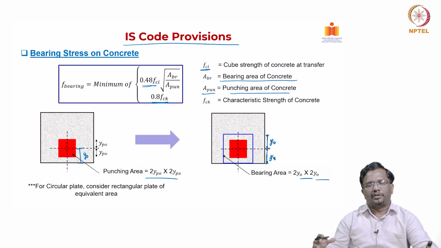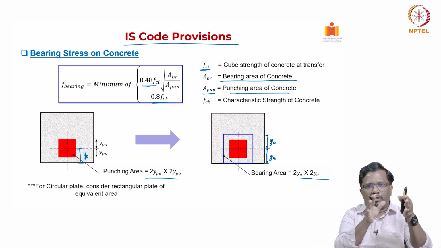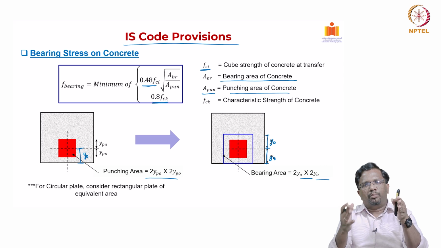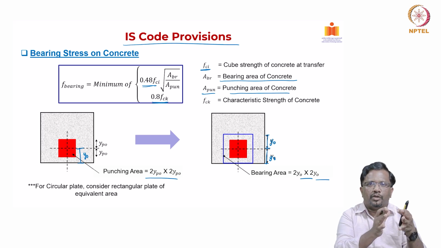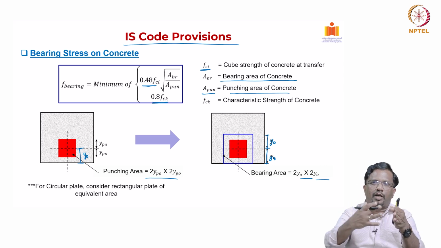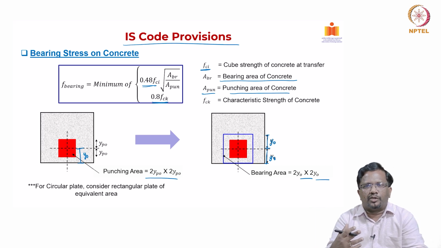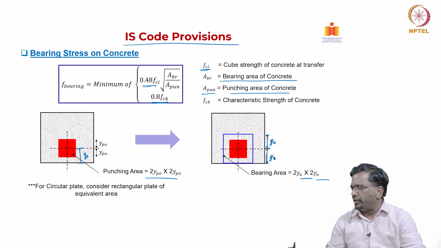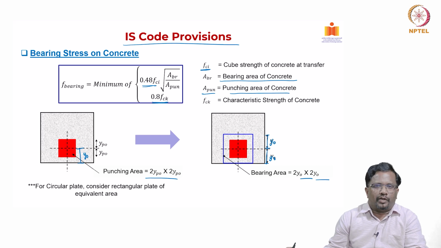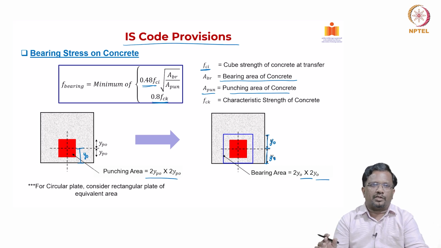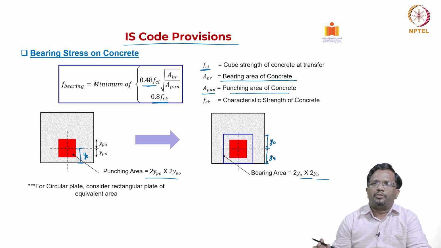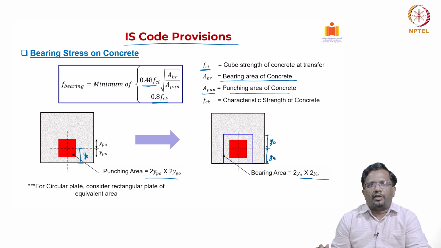The reason is we imagine that the concrete behind the bearing plate is going to develop like a frustum, and a larger area will help me in resisting this applied huge compression. That is why this bearing area is taken at a higher value. There is going to be a dispersion of the stresses. So, that is why the bearing area is taken to be higher than your punching area.